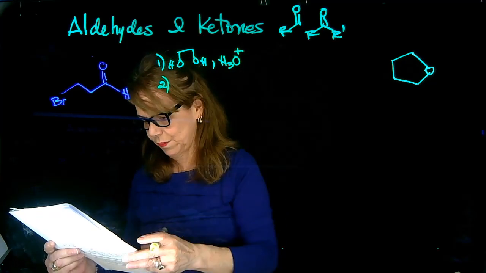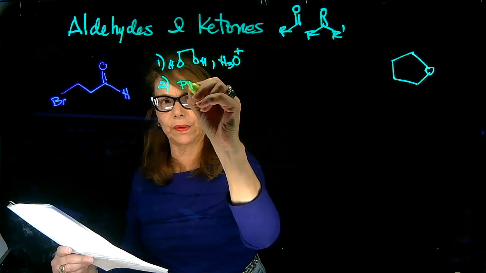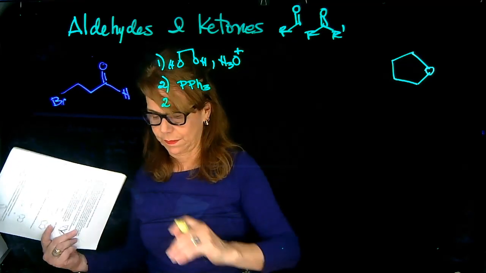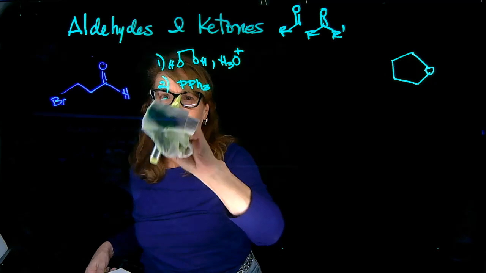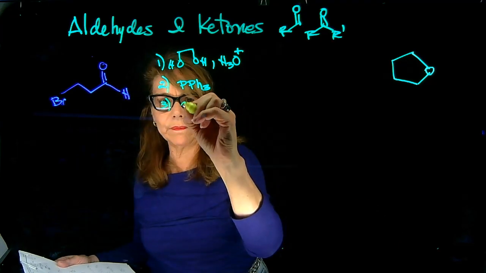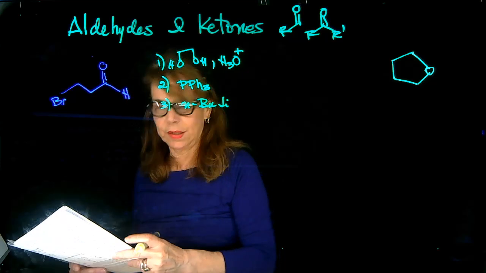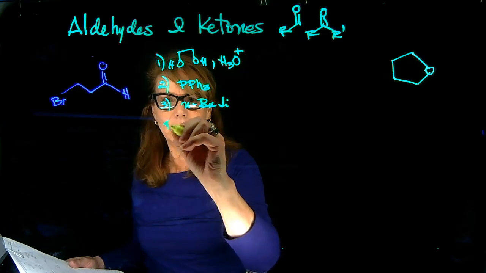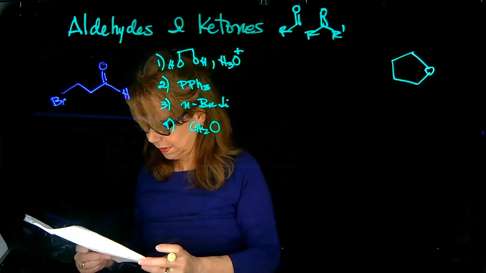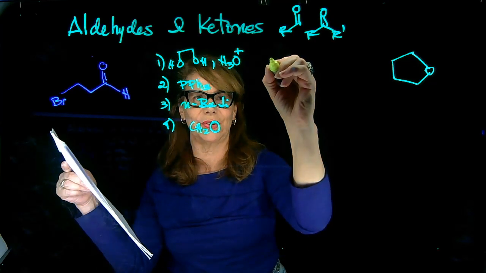In step 2, I'm going to be using a series of things here. I'm using triphenylphosphine followed by n-butyl lithium, so butyl lithium, and then I'm going to add formaldehyde. And that is a sequence that I'm going to do. I need to do all of those reactions. I'm going to continue here.